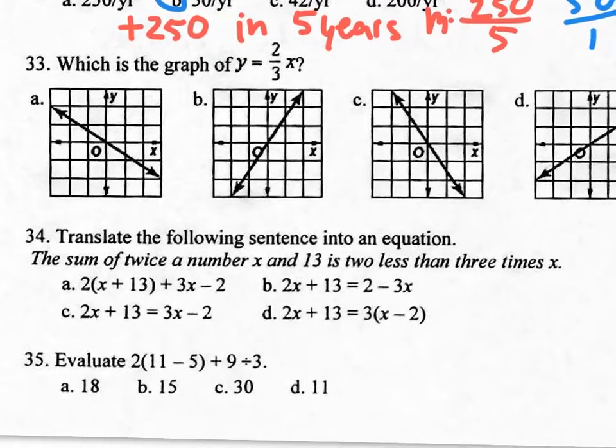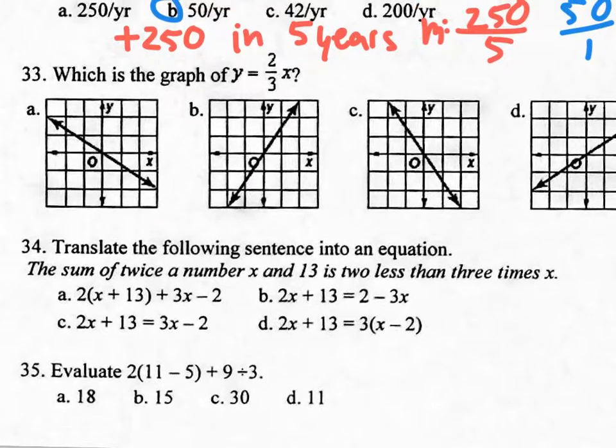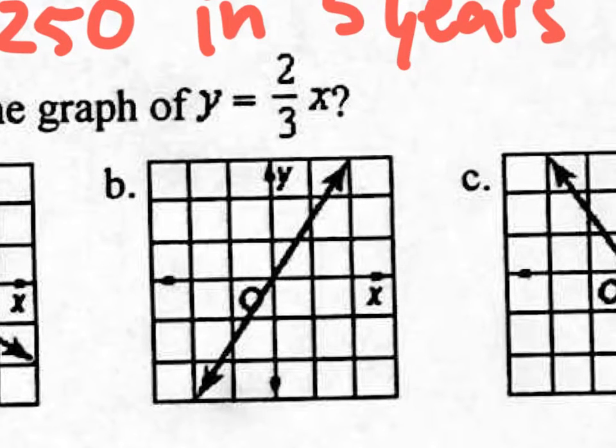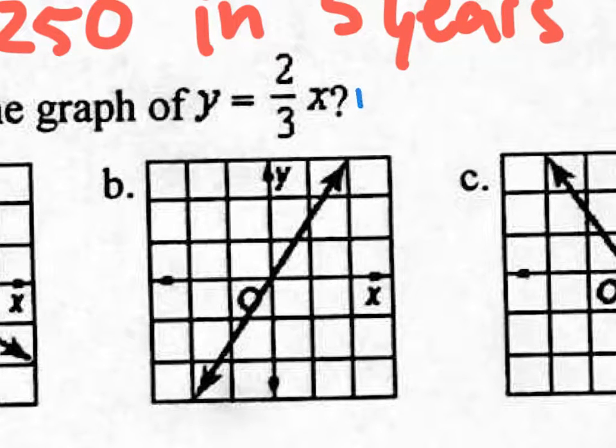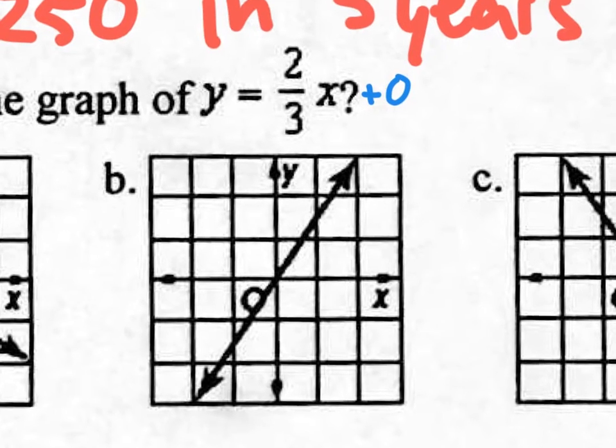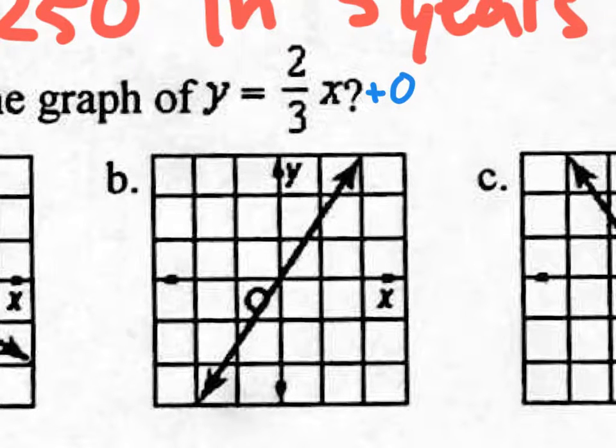Which is the graph of y equals 2/3 x? Okay, so first, this is a direct variation or slope-intercept form. To make it a little more understandable, let's put a +0. And what that really means is that it crosses at the origin. So since we're zoomed in right here on B, might as well look at this one. It crosses at the origin. This might be the answer.